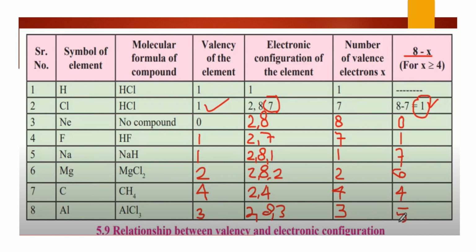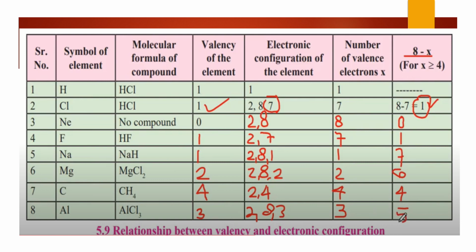Neon. Neon is not a compound, so it will not form any bond, and hence 0 bonds are formed, and that is why the valency is 0. The electronic configuration of that element is 2, 8. How many valence electrons are present? The electrons in the outermost shell are the valence electrons, and those are 8. So 8 minus 8 will be 0, and hence the valency is 0. Fluorine. The formula is HF. H and F are forming only a single bond, so the valency is 1. Configuration is 2, 7. Valence electrons are 7, and hence 8 minus 7 is equal to 1.